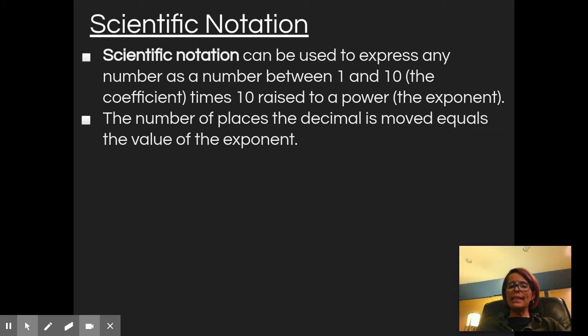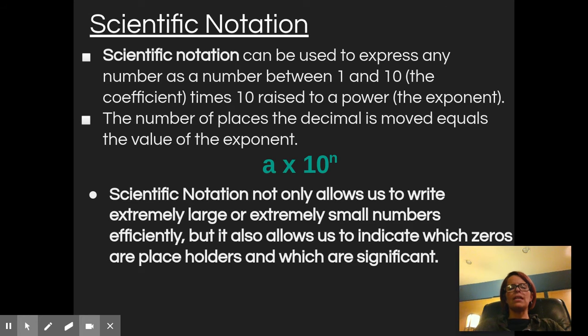The number of places that the decimal had to be moved, either to the right or to the left, is what equals the exponent. So here's the general formula for scientific notation. Scientific notation not only allows us to write extremely large or extremely small numbers efficiently, but it also allows us to indicate which zeros are placeholders.